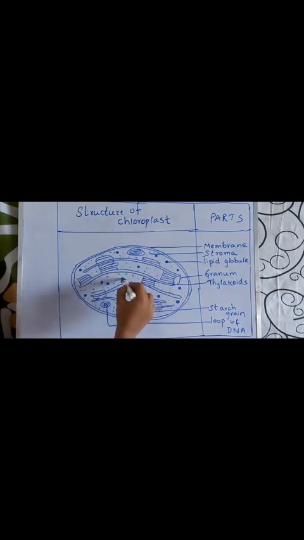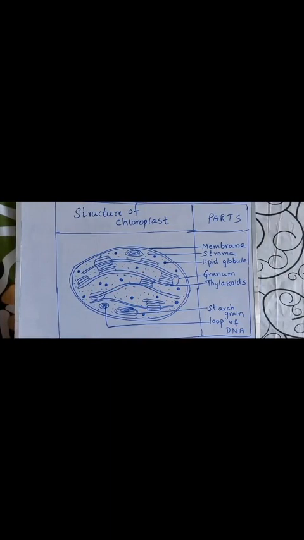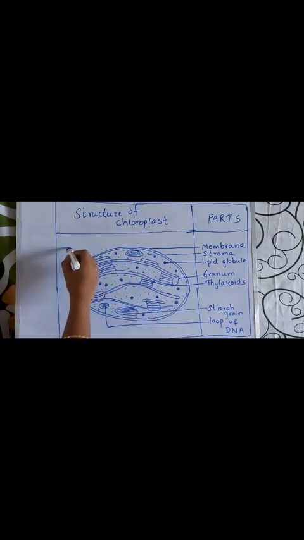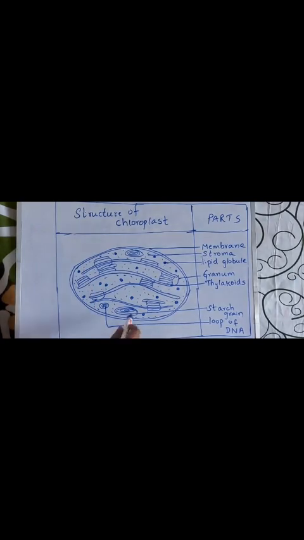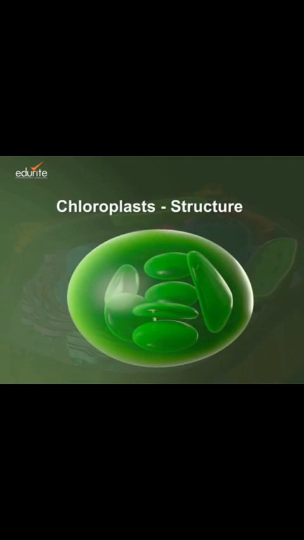It consists of certain dots known as lipid globules, and here you can clearly see there are disc-shaped cells known as thylakoid. The single one is known as thylakoid. All the thylakoids will pile up on each other like this in order to form granum. Here you can see the starch grains and loop of DNA also. Chloroplast structure.